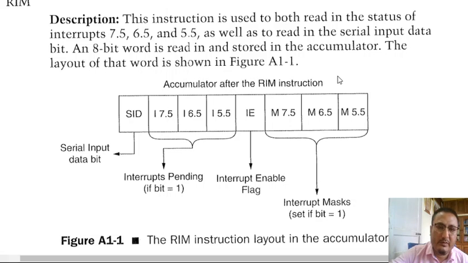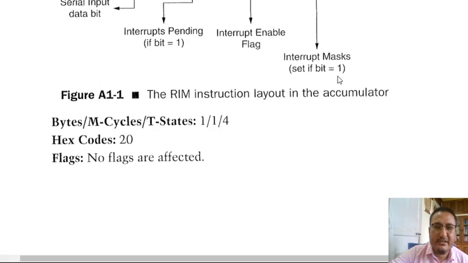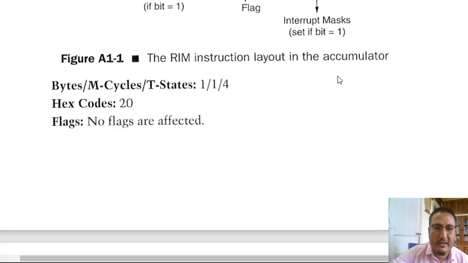So you need to remember the bit positions, that is the serial input data bit, all right? So that is D7, the first bit. Then the interrupt pending bits, then the interrupt enable and interrupt mask bits. So it requires 1 byte, 1 machine cycle and 4 T states. The hex code is 20 and none of the flags are affected.